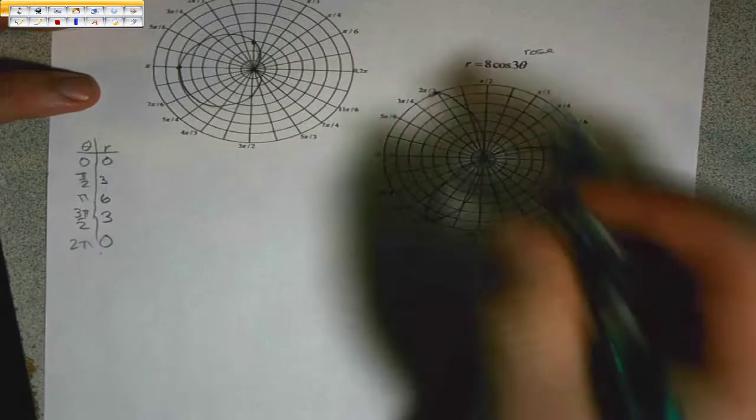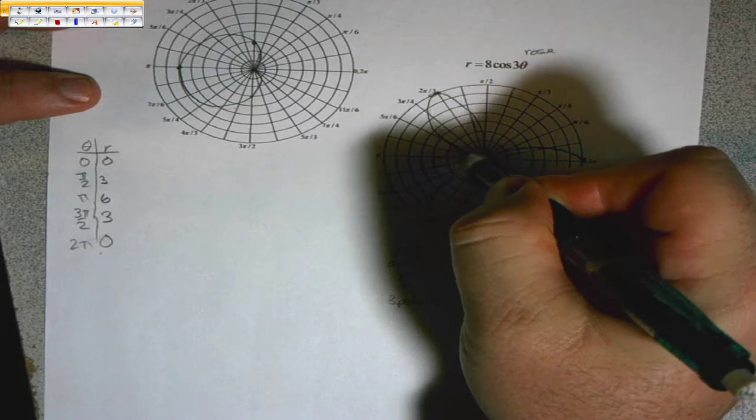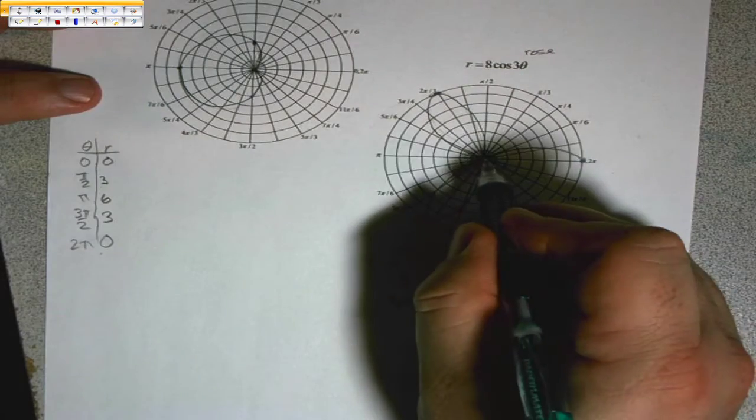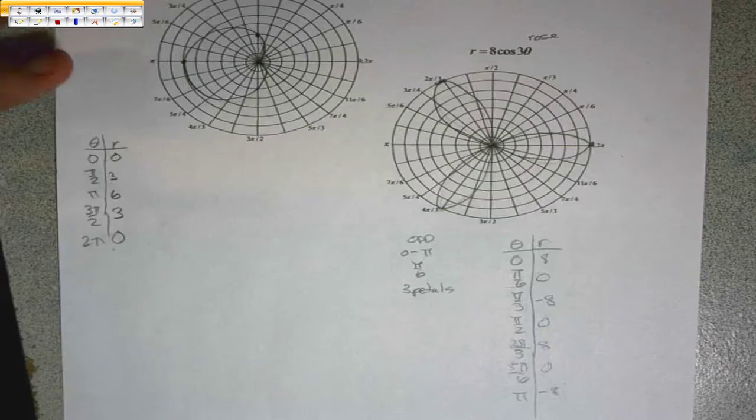5 pi over 6 is 0. And then pi is -8. So pi back to -8. So we're back to the beginning. And then there's a 3-petal rose.